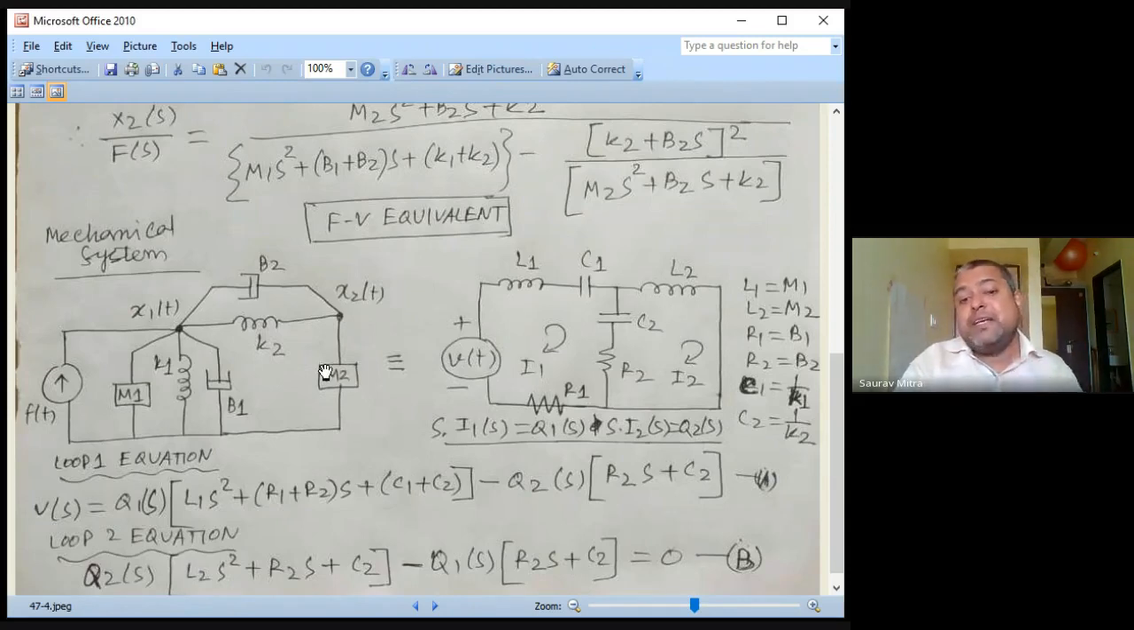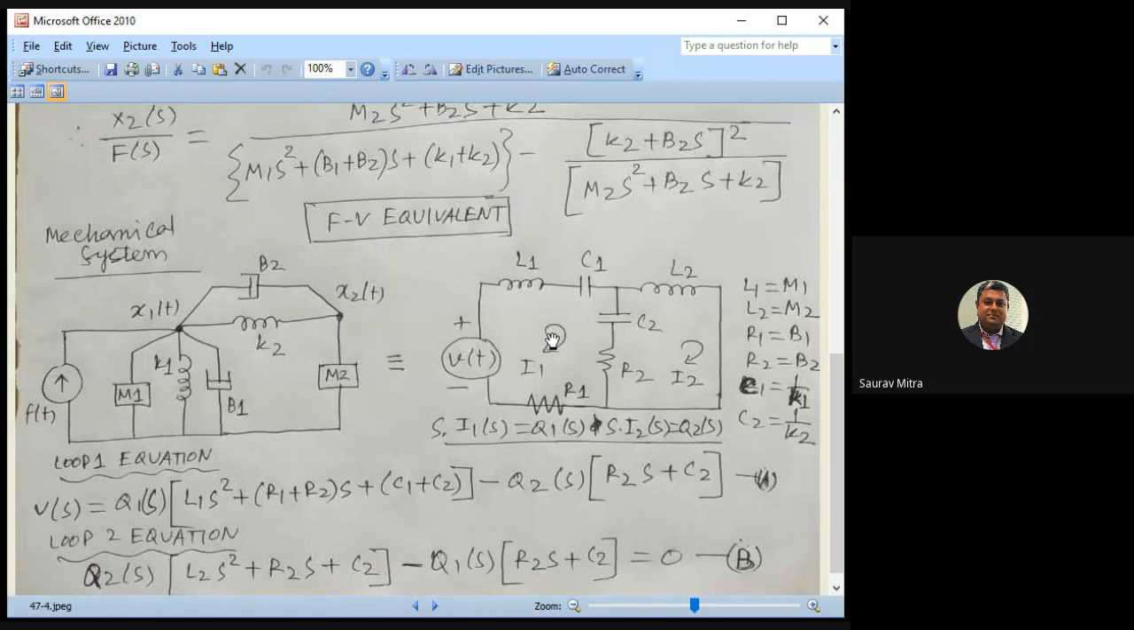What you have to practice now is how to convert any mechanical system into an equivalent FV system very fast. As soon as I give you this free body diagram, very fast you should be able to convert it into an equivalent RLC circuit. So what I have written is L1 is equal to M1, L2 is equal to M2, R1 is equal to B1, R2 is equal to B2. The C1 value should be 1 by K1, and the C2 value should be 1 by K2.